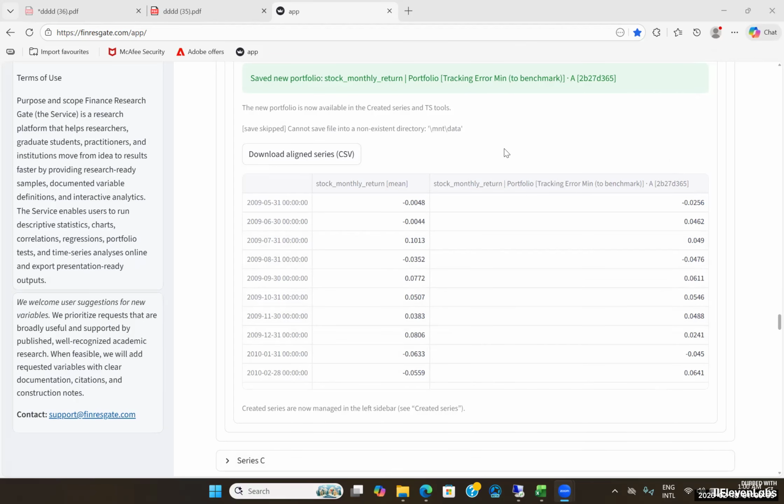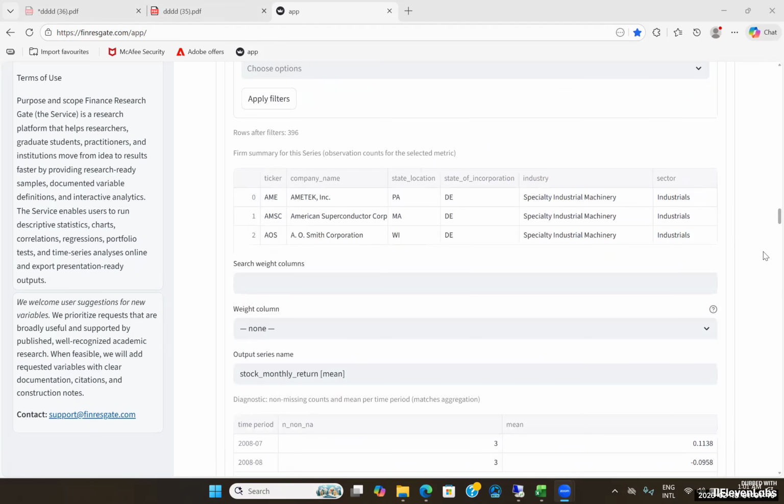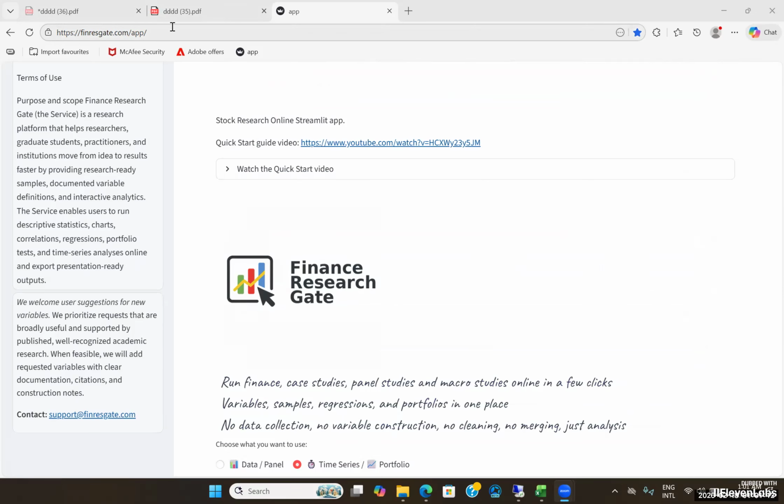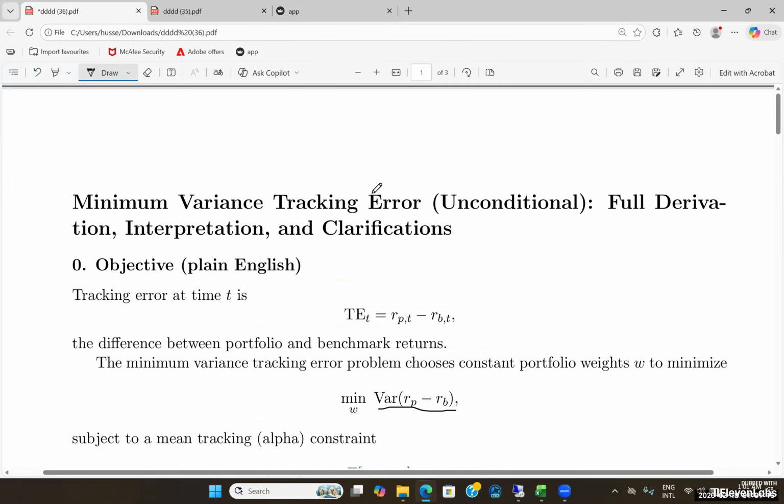We are going to have a discussion. What we're discussing here is a really innovative new method for portfolio optimization, and its fundamental goal is to achieve the absolute minimum tracking error variance. We'll be using the Finance Research Gate website for our work, as is our usual procedure. But before we proceed with that, it's important to fully grasp the underlying mathematical principles.